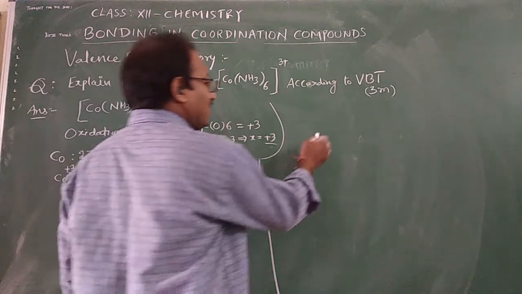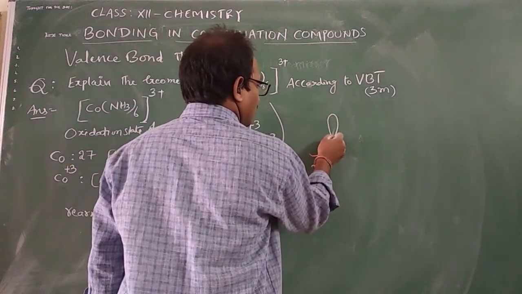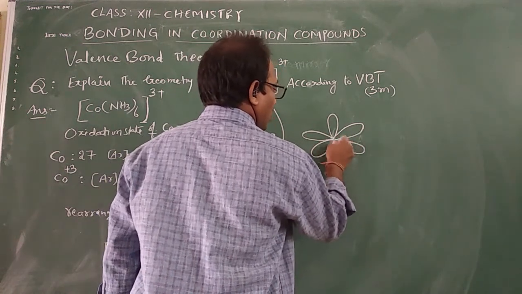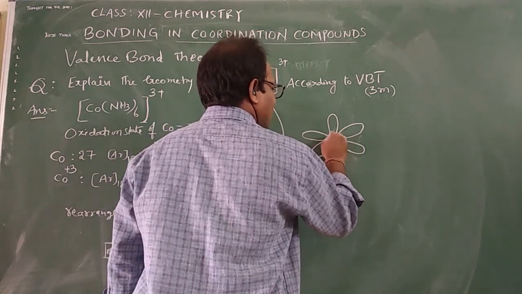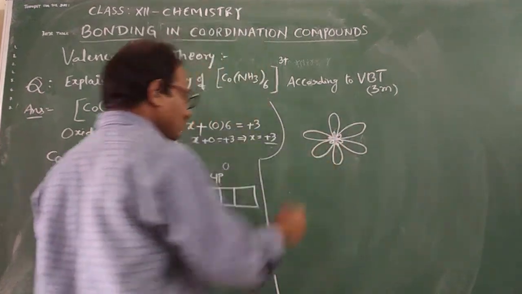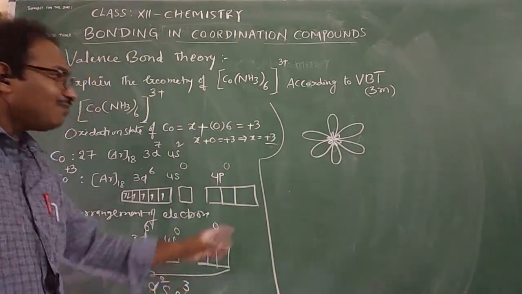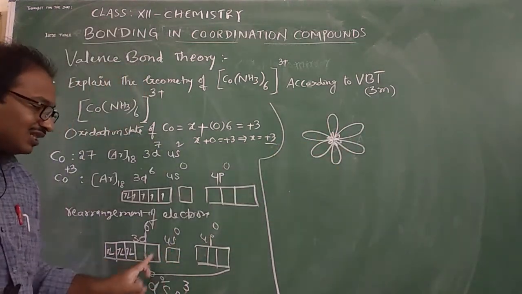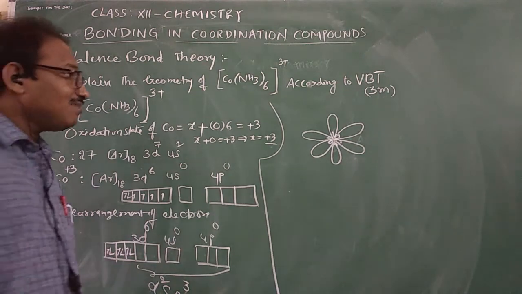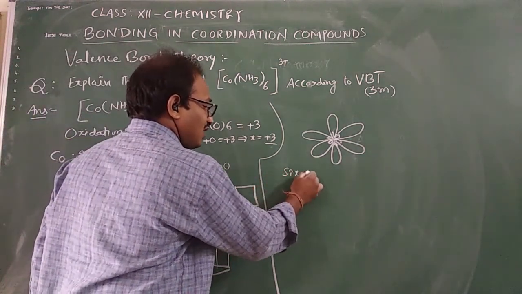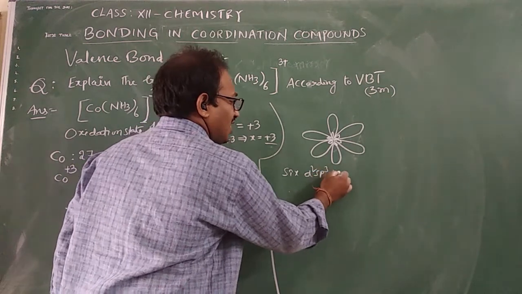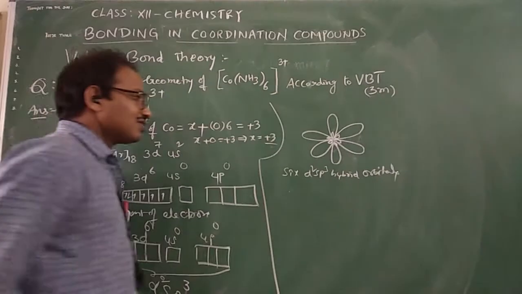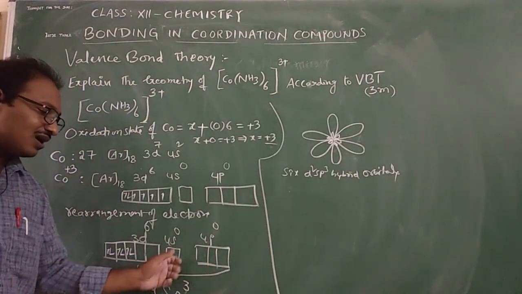And 6 hybrid orbitals are formed. How are the 6 hybrid orbitals formed? 1, 2, 3, 4, 5, 6. These are the 6 hybrid orbitals. When we draw the hybrid orbitals, we have to show that these 6 hybrid orbitals are vacant. They are empty. There are no electrons in them. d2sp3, 6 hybrid orbitals.